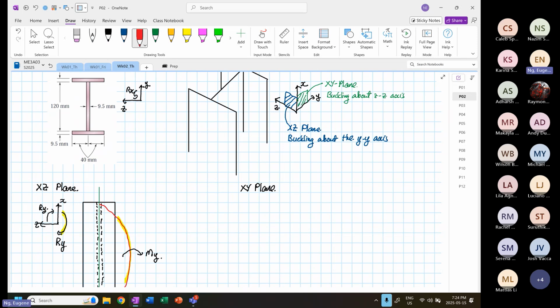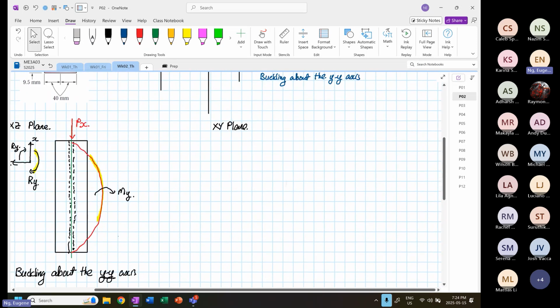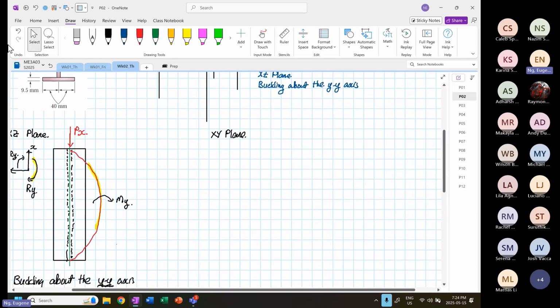Before I go on, I'd like to highlight that the load over here is still P in the X direction. Can you include that, please? Next we are going to look at the XY plane, and how it looks now is something like this.